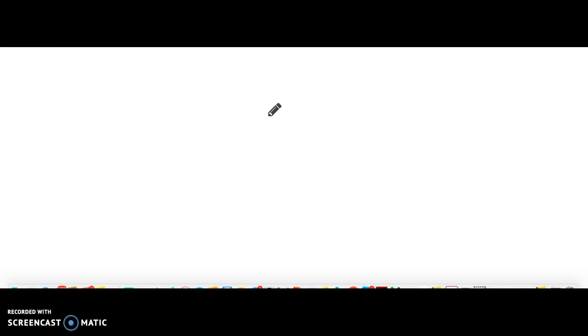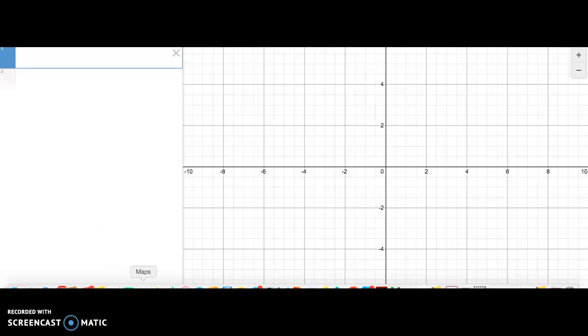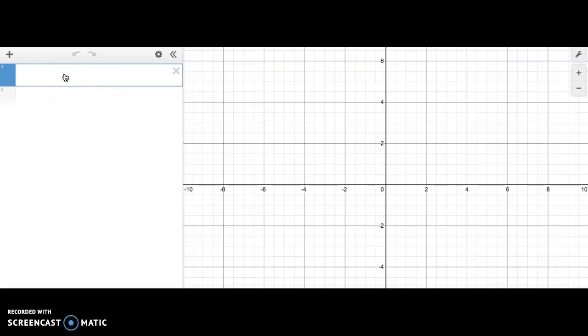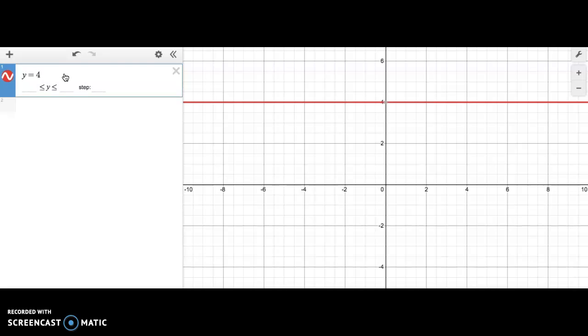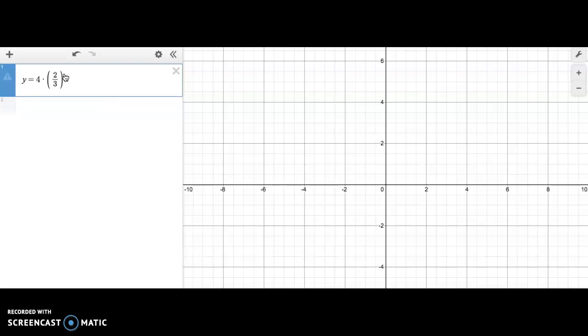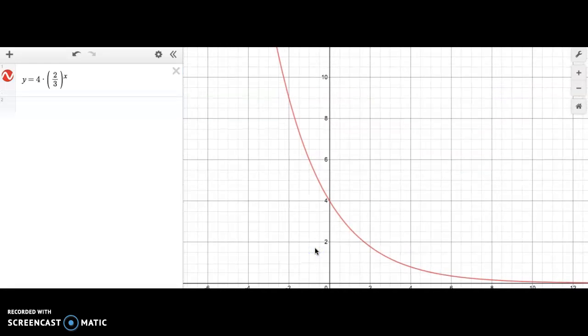All right. So we're going to use this website called Desmos. And Desmos is just a graphing calculator, or it just graphs functions for you. All right, so just so you can see it, and you can do it the normal way or the longer way like we just did for the previous problem. We have y equals 4 times 2/3 to the x power. Okay, so we can see that this is an exponential decay because it's coming down, and that's because the rate is a fraction.